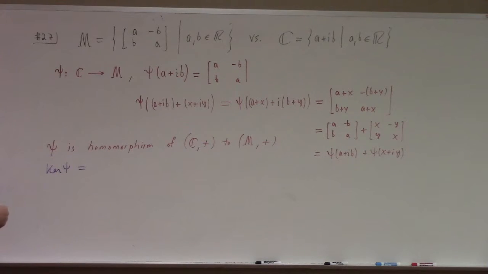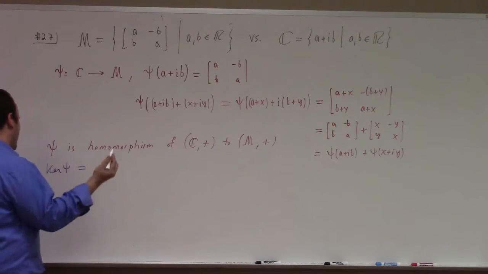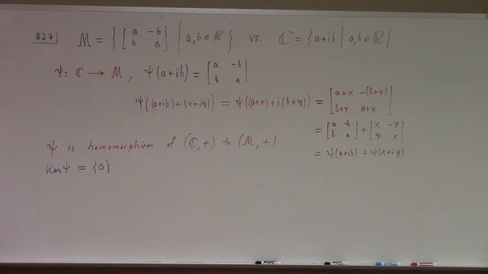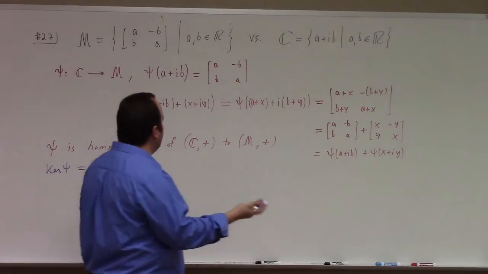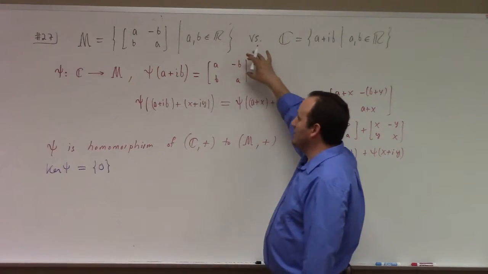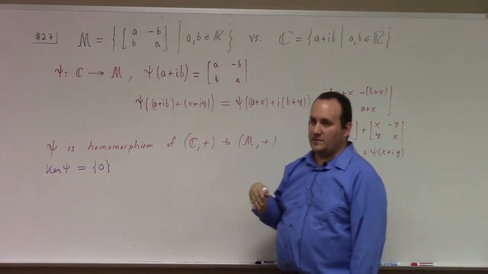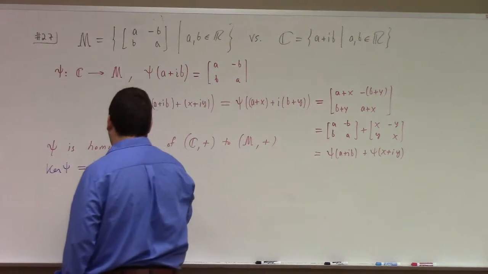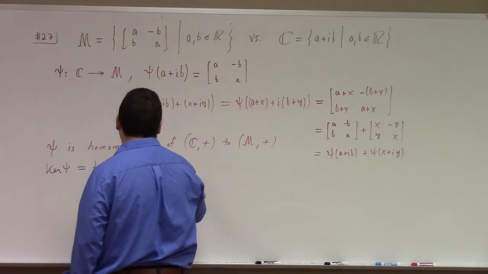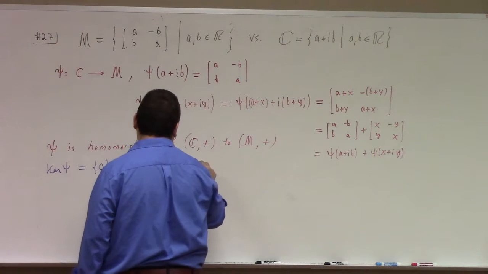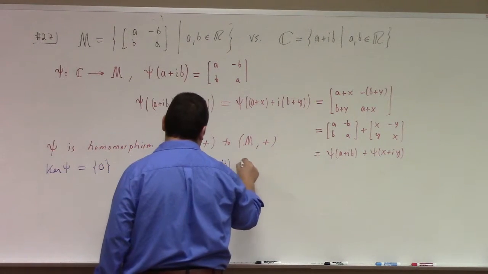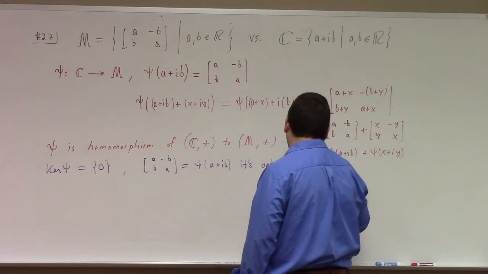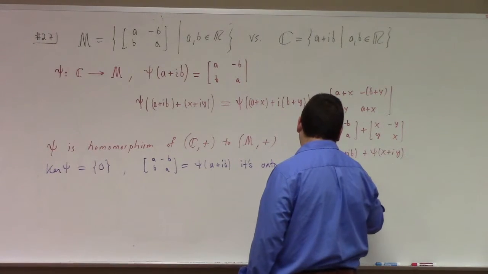Anyway, so kernel of psi, what do these things map to 0? The kernel of psi is clearly just 0. Because if you look at psi of A plus iB equal to 0, it forces this to be the 0 matrix, and consequently A has to be 0 and B has to be 0. The only thing that maps to 0 is 0. And is it onto? Well, if you give me the matrix A, minus B, B, A, this is equal to psi of A plus iB, so there you go, it's onto. So therefore psi is an isomorphism, right? In the additive sense.